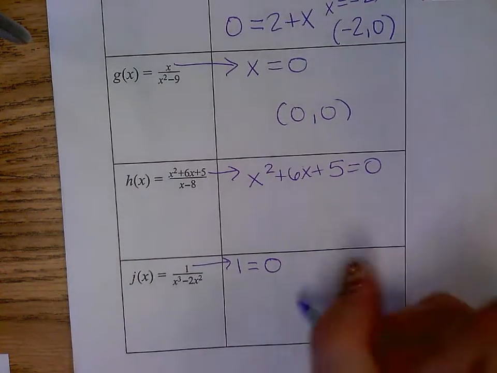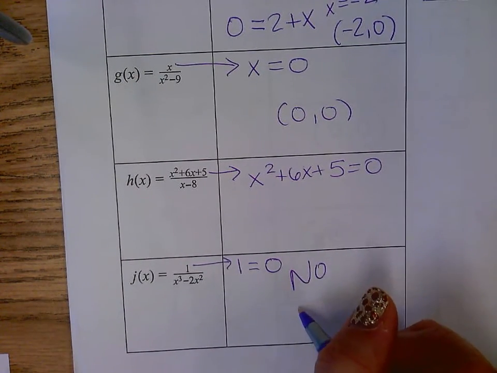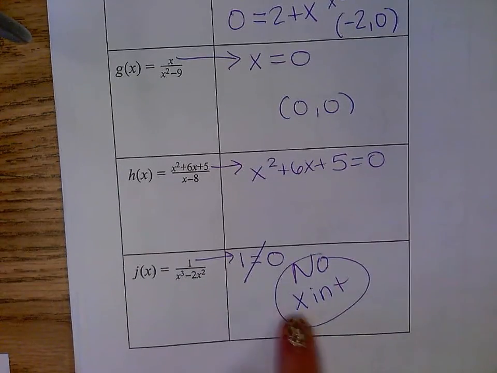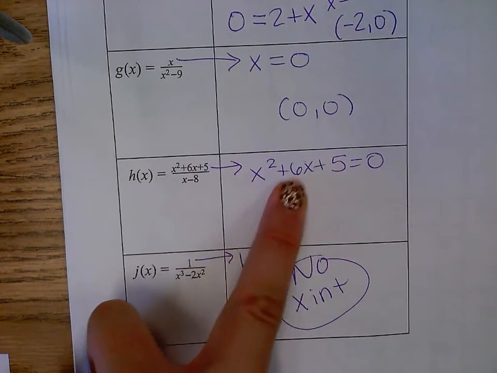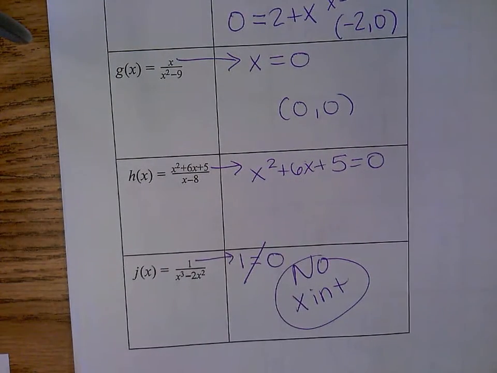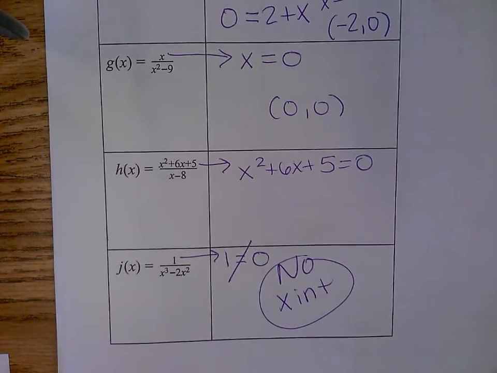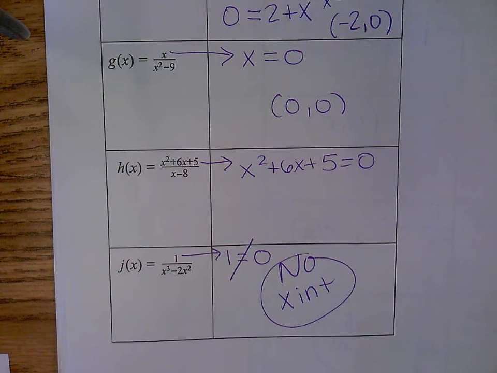Yeah, the answer to J is that there is no x-intercept, right? Because 1 can never equal 0. So the only one that you still need to solve is to factor using the diamond method and figure out what your x-intercepts are. Yes, there's going to be more than one answer to that H. There's going to be 2 x-intercepts because you have 2 separate factors.